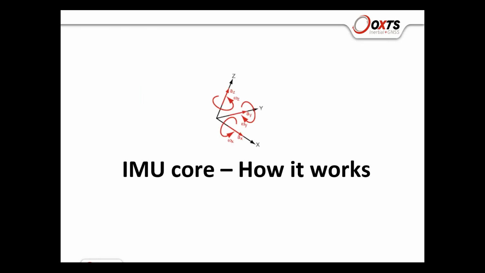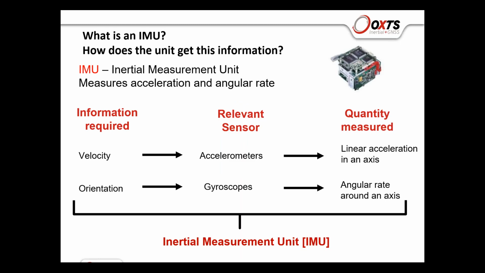Moving on now to the IMU core and how it works. What is an IMU and how does it get the information? Well, an IMU is an inertial measurement unit, and it measures accelerations and angular rates. It measures these using accelerometers and gyroscopes. It measures the linear acceleration in an axis and the angular rate around an axis. And from this, we can get our velocity and orientation.